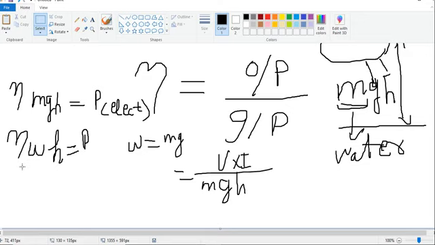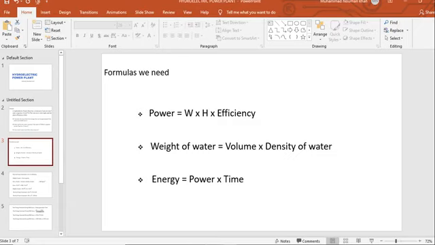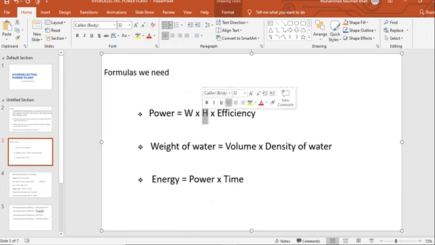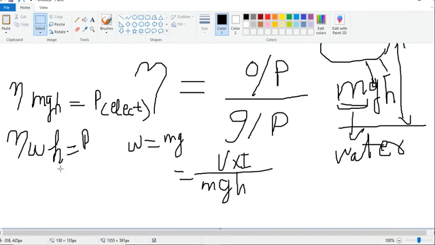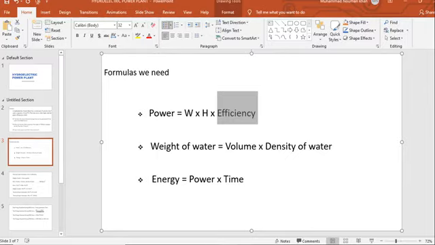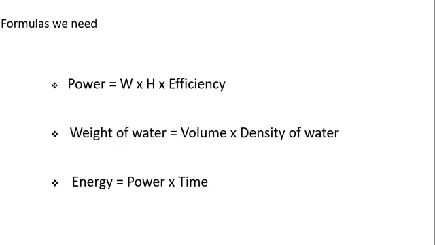So if you focus here and come back to here, this is weight, this is height, and this is efficiency. It is equal to what? Power. So you may see here efficiency, weight, height equal to power. So this is the basic formula. We do not need to memorize it, or you may have a simple concept about it and you may use it. So up till now we have learned how this formula came.